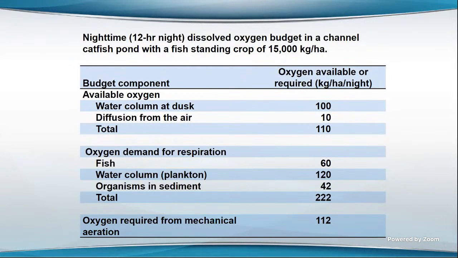Well, the demand for oxygen for the fish is only about 60 kilograms per hectare. This is a high standing stock of fish, 15,000 kilograms per hectare. The water column respiration is around 120, twice the fish. That's the plankton and the bacteria in the water column: phytoplankton, zooplankton, bacteria. The sediment respiration is about 42, I'm sorry. And the total is 222. So there's a deficit there of 112 kilograms of oxygen per hectare for the night. And that means that to keep those fish alive, you're going to have to supply that oxygen with a mechanical aerator, or they're going to die.